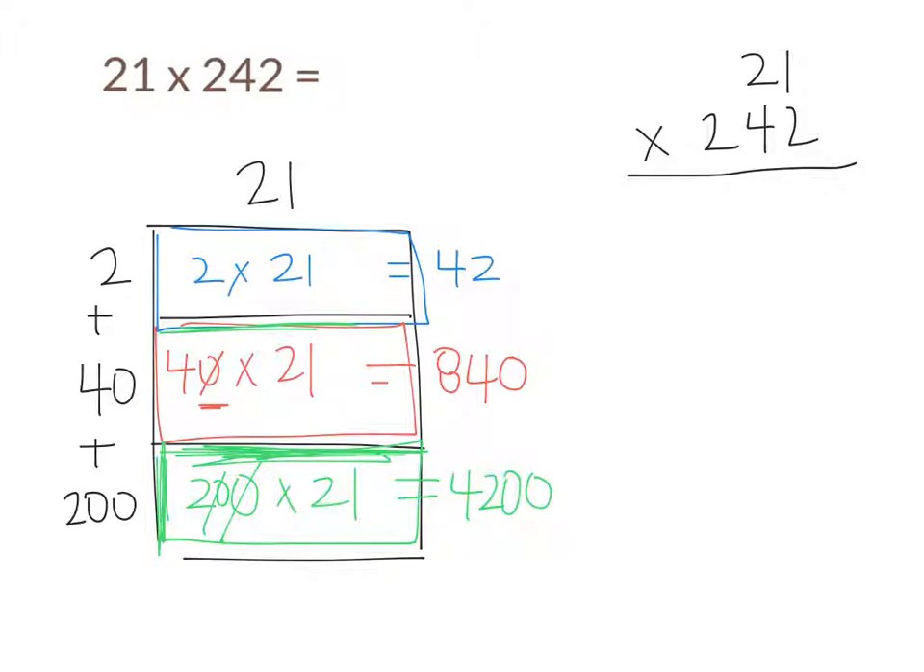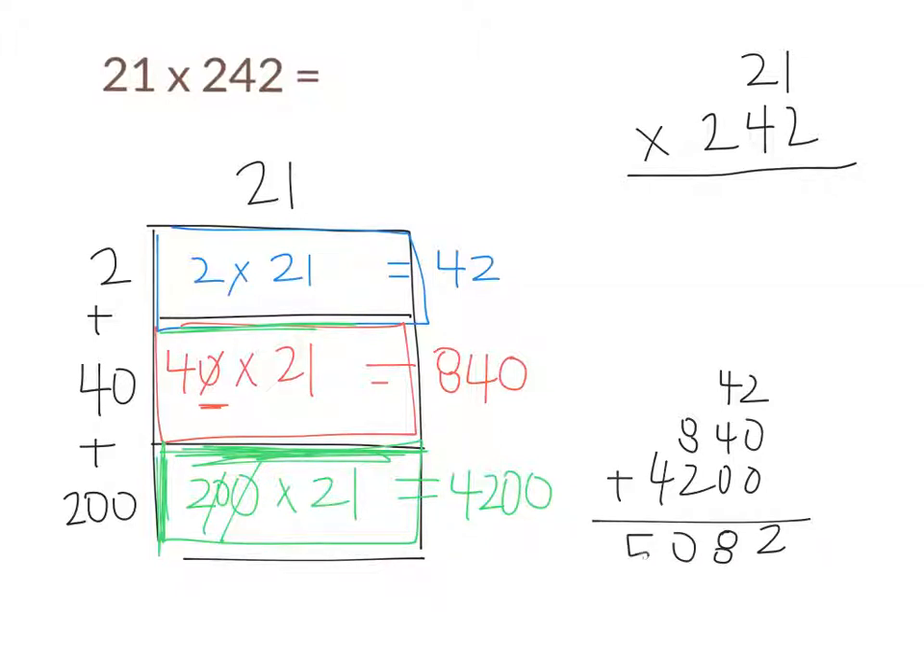Okay. So which one's the answer? 42, 840, or 4,200? None. Why are none of them the answer? Eva? They're all part of the answer, right? You have to add them together in order to find the full answer. So what you could do is over here using standard algorithm, you could say 42 plus 840 plus 4,200. And then if you line up the place values, you can add them up and find that the answer is 5,082. Yes? Do you guys agree?